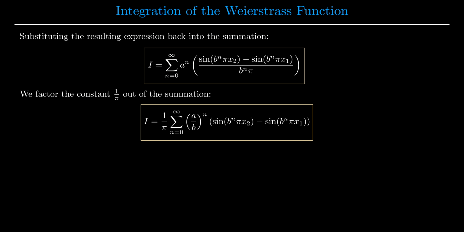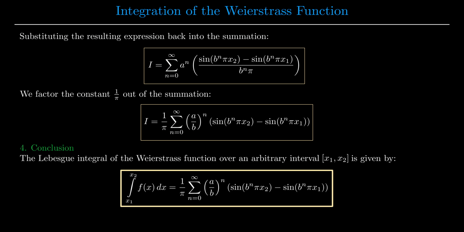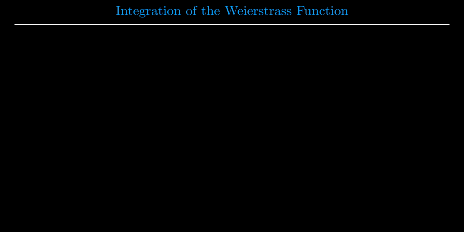Notice that we can group the terms a and b, giving us the ratio a over b raised to the power of n. In conclusion, the Lebesgue integral of the Weierstrass function over an arbitrary interval is given by the following formula: 1 over pi times the infinite sum of a over b to the power of n multiplied by the difference of the sine terms.